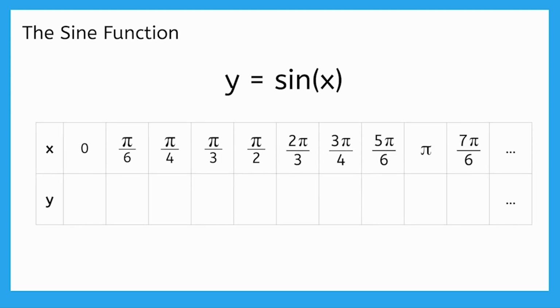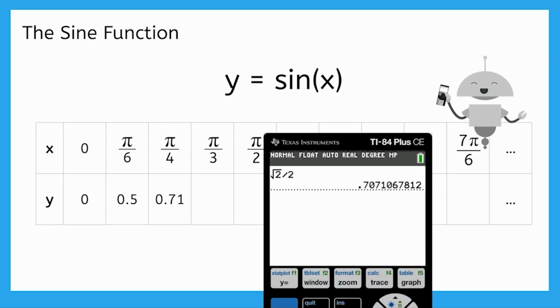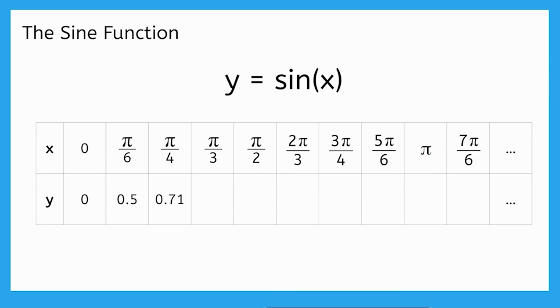First, we'll make a table of values using some key radian measures from the unit circle, 0 through 2 pi. Now we can fill in the y values. The sine of 0 is 0. The sine of pi over 6 is 1/2, or 0.5, and the sine of pi over 4 is root 2 over 2. Using a calculator, we can approximate that as 0.71. Pause the video now and fill in the rest of the y values using the calculator to get a decimal approximation if needed.